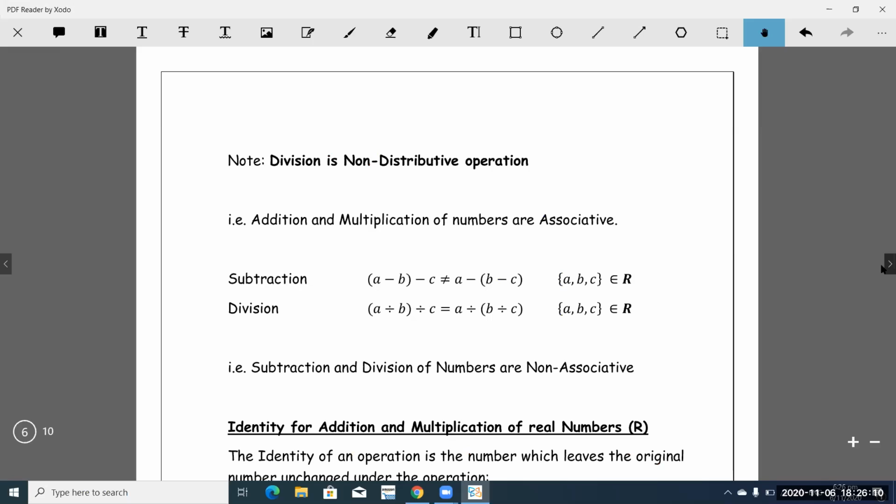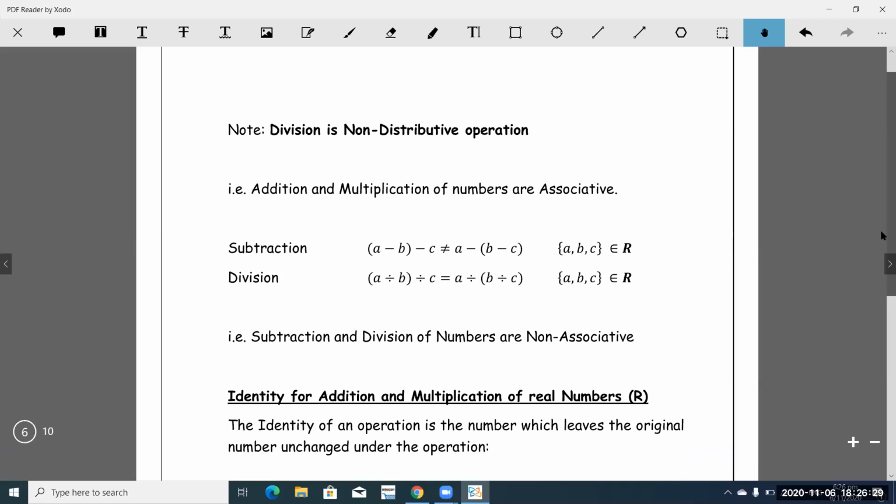All right, distributive property doesn't work if it's a division. Clearly it doesn't work if it's division. Division is non-distributive. It has to be multiplication. That's the only time the distributive property works.